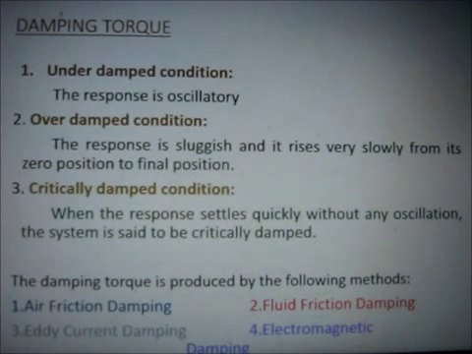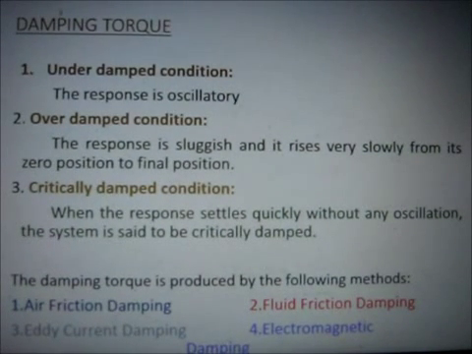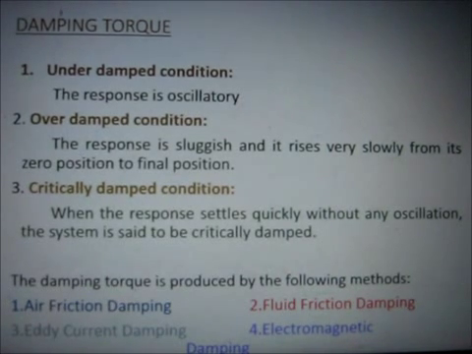It can be either by air friction damping, fluid friction damping, eddy current damping, or by electromagnetic damping. These are the four methods to produce the damping torque.